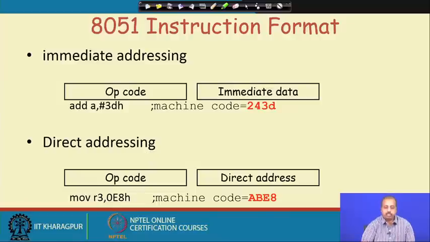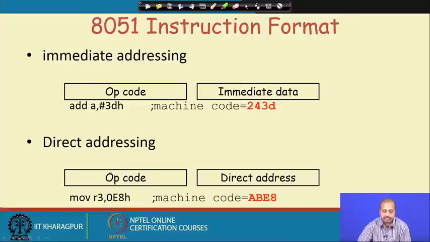Next we look into immediate addressing, like ADD A, #3D hex. That means we want to add the value 3D hex to the A register. This is a 2 byte instruction. The first byte is the opcode, and the opcode for ADD A, immediate is 24. The immediate value follows the opcode, so the 3D is the immediate data.